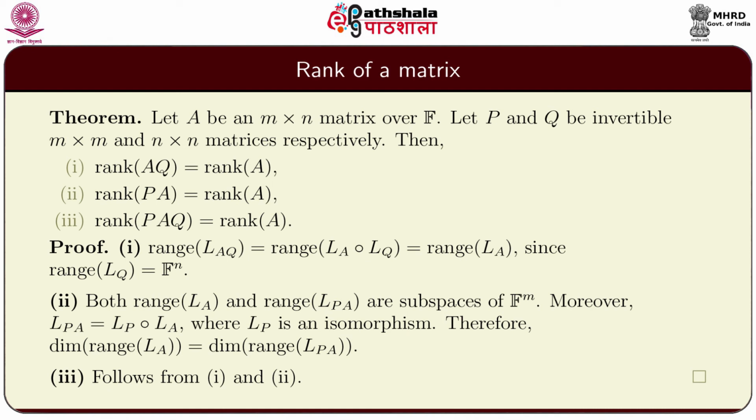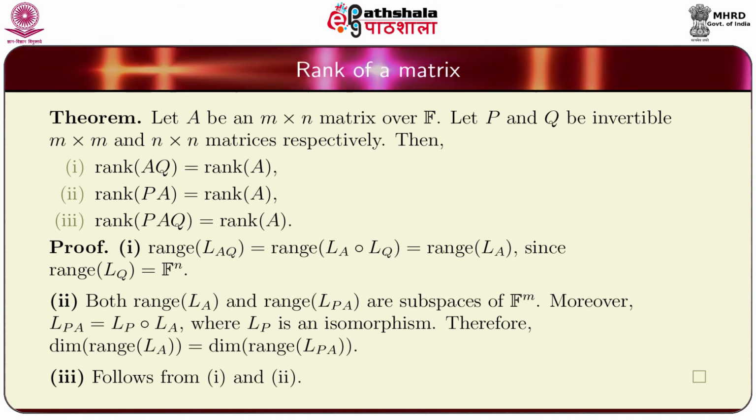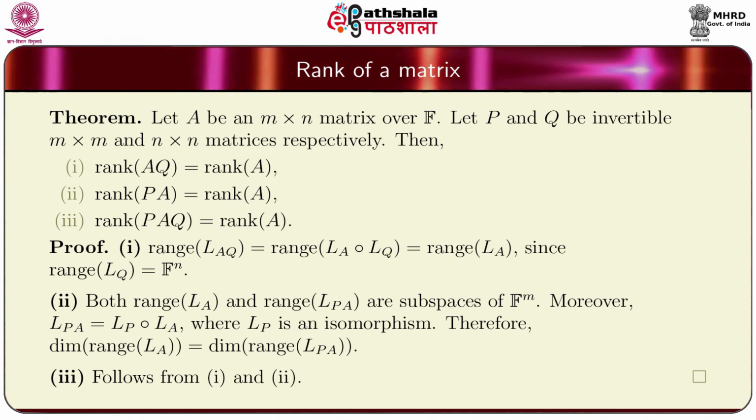A technical but a very useful result. Let A be an M cross n matrix over F. Let P and Q be invertible M cross M and N cross N matrices respectively with entries from F. Then rank of AQ is equal to rank of A, rank of PA is equal to rank of A, and rank of PAQ is equal to rank of A. In other words, if we take the matrix A and multiply it by an invertible matrix from the right hand side or from the left hand side or from both sides, then rank does not change.